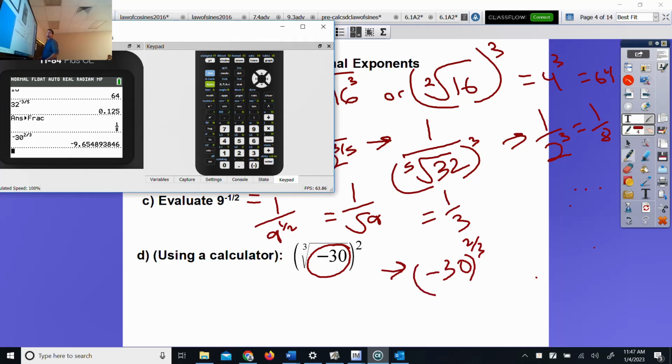Amendment number 9. Negative 30 is technically negative 1 times positive 30. It's technically 2 things. The negative symbol is something, and then there's the number. You have to wrap it in parentheses before you evaluate. I hope you remember that. There's the right answer. Probably 9.65 or so.